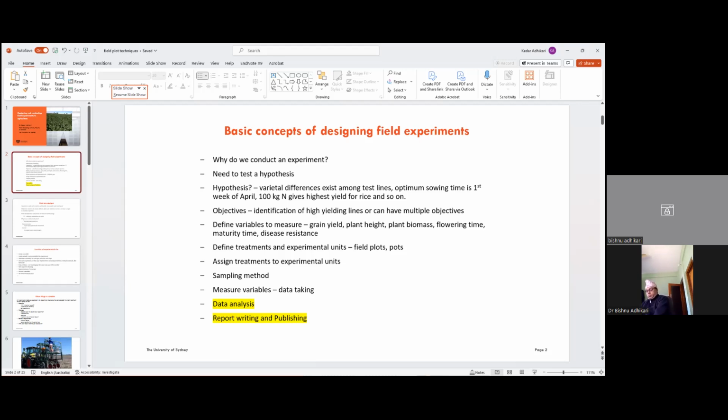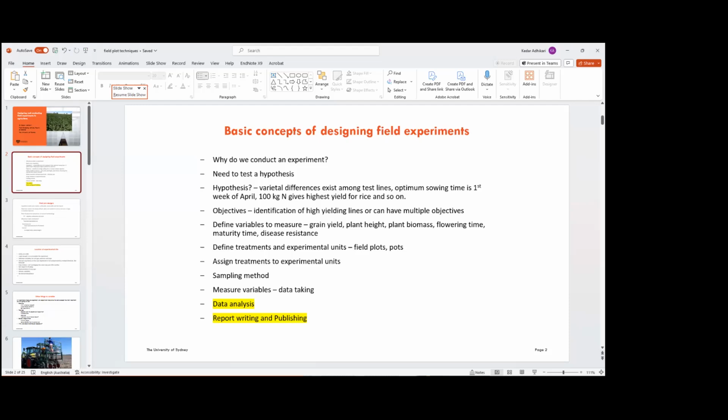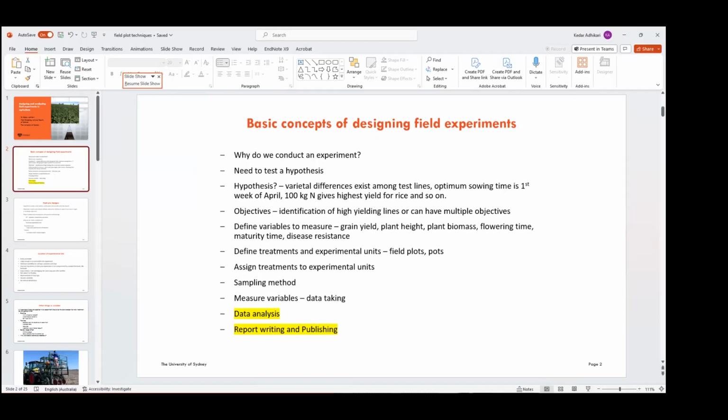And objectives can be a single objective or multiple objectives, depending upon what kind of experiments you are doing. And variables, you need to find what variables you want to measure. For example, it could be grain yield or plant height, plant biomass, flowering time, maturity, disease resistance, or anything. But you need to have those already defined: what are the variables and how you are going to measure them.